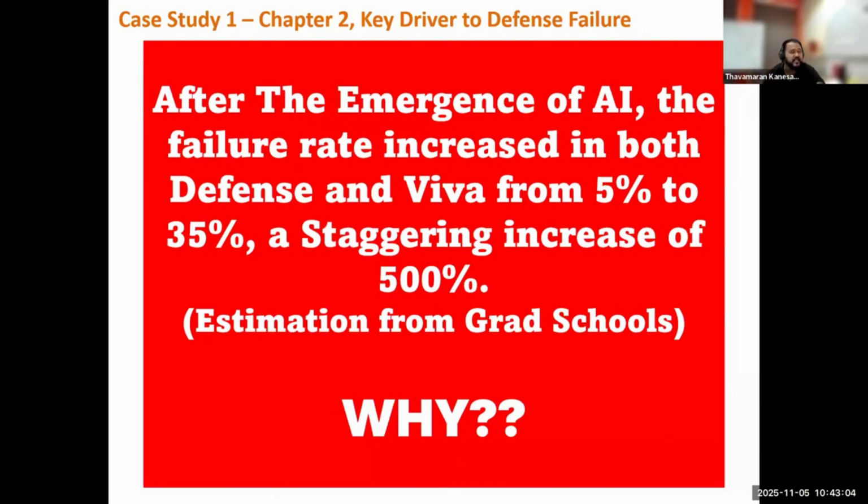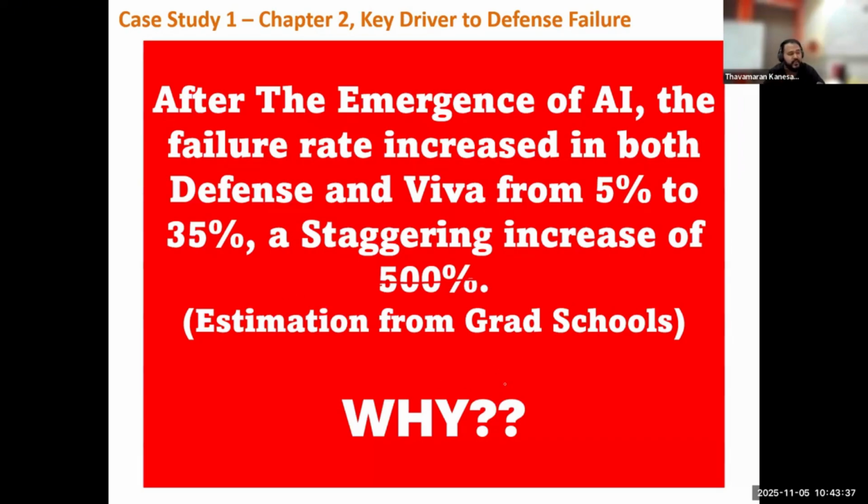But it's actually quite a staggering increase, equivalent to about 500%. That means from 1,000 students last time, only 50 students would fail. But from 1,000 students now, 250 to 350 students are failing. And they're predicting the numbers are going to get worse. They are expecting about a 50% failure rate. That means out of 1,000, they're looking at 450 to 500 students failing. They don't want to get there. This is an estimation from grad schools.